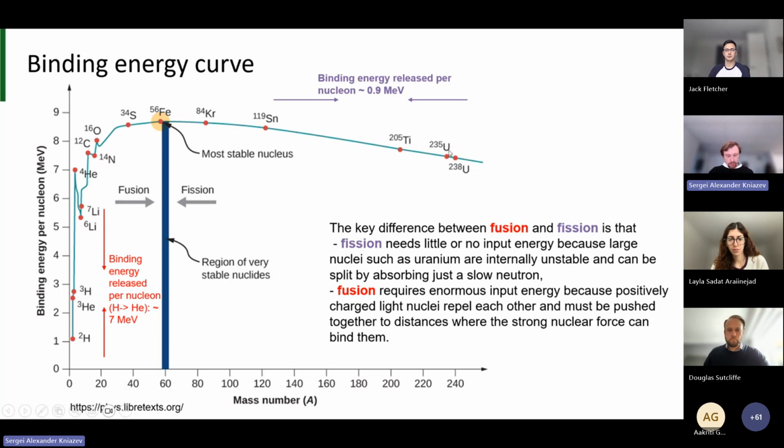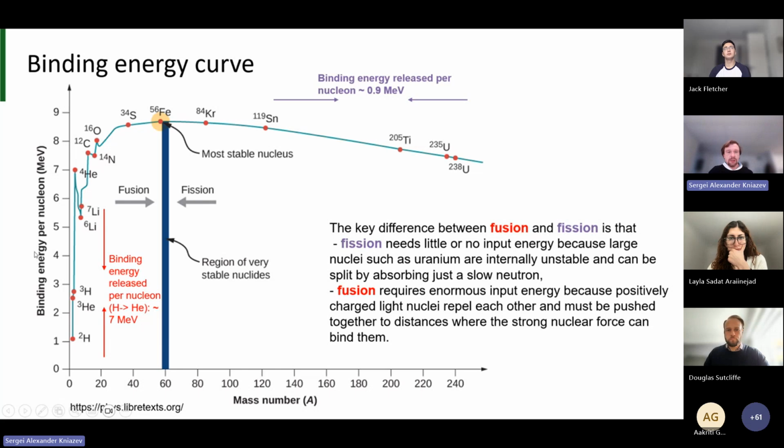Fission needs almost no input energy. Heavy nuclei like uranium are already unstable enough that just absorbing one slow neutron is enough to cause them to split. Fusion is the opposite. Light nuclei repel each other strongly. So to get them close enough for the strong nuclear force to take over, you need to input an enormous amount of energy: high temperatures, high pressures, or both. But once you overcome that barrier, fusion gives you the highest energy density process we know.